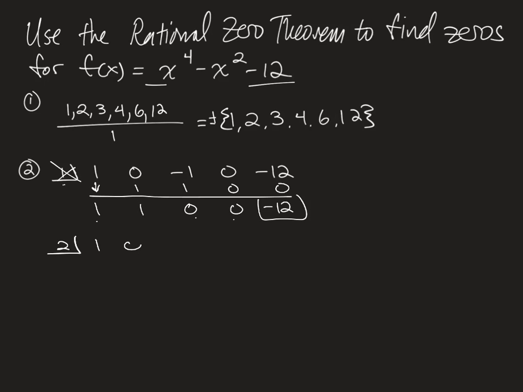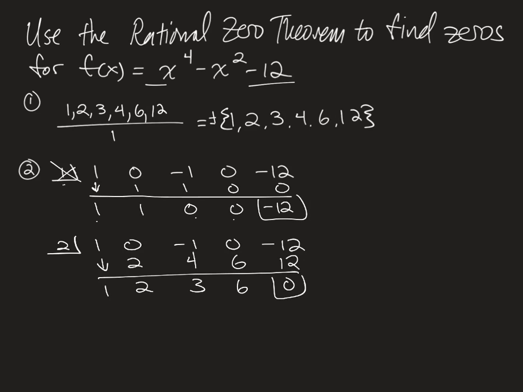So 1, 0, negative 1, 0, negative 12. Bring down the 1. 1 times 2 is 2, 2 plus 0 is 2, 2 times 2 is 4, that's 3, 3 times 2 is 6, that's 6, 2 times 6 is 12, okay. So 2 is a winner, 2 is a 0. Take a look at this answer down here. We have x cubed plus 2x squared plus 3x plus 6 equals 0.